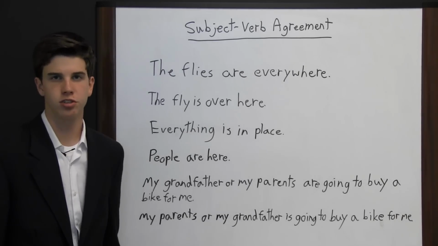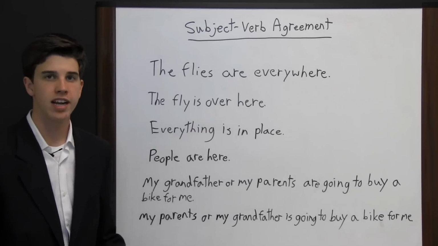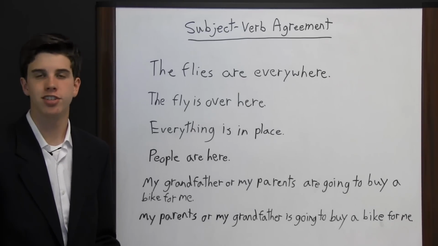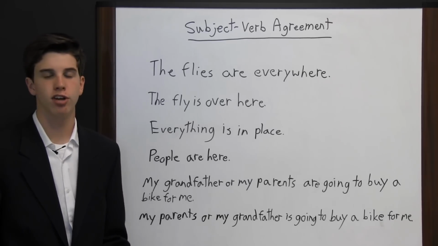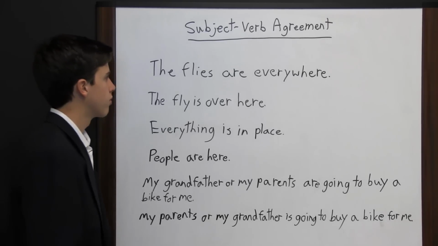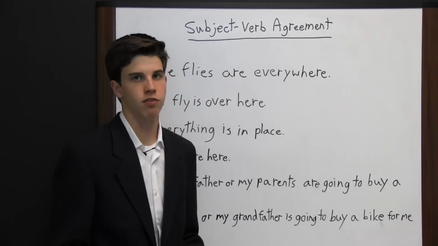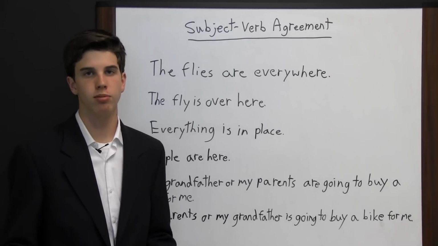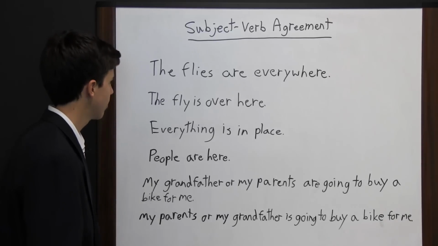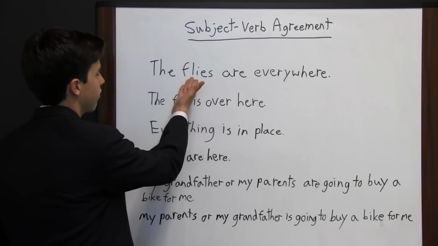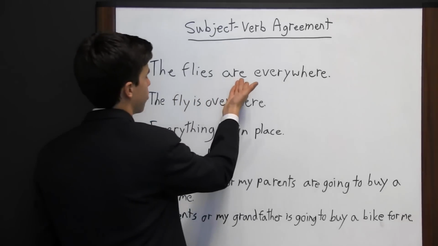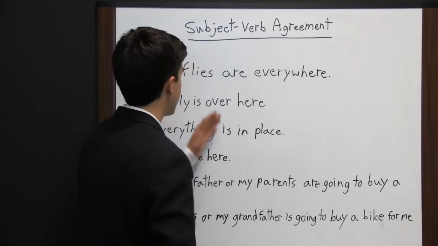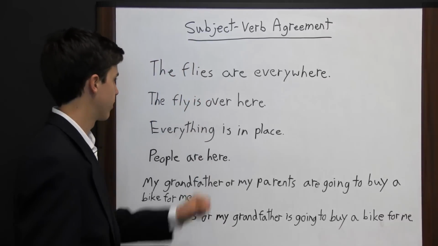Subject-verb agreement is essential to making sure that your writing makes sense. So let's look at some examples up here on the board so that you can better understand how to make your subject and your verb agree. See, the main problem that happens when subjects and verbs don't agree is that there's a certain number in the subject, but the verb doesn't agree with that number in the subject. See what I mean here? The flies are everywhere. See, flies is plural, and are is a plural verb as well. So that's why the subject and verb here are going together. So that's a great example of good subject-verb agreement.